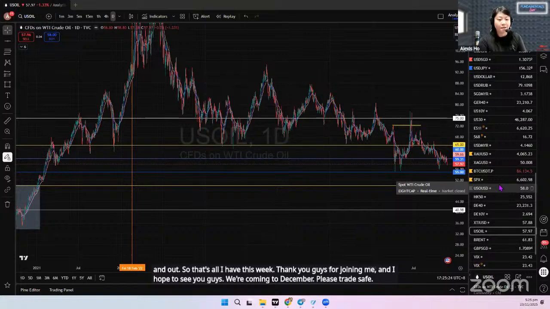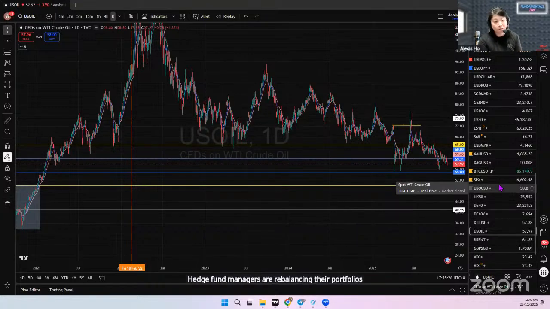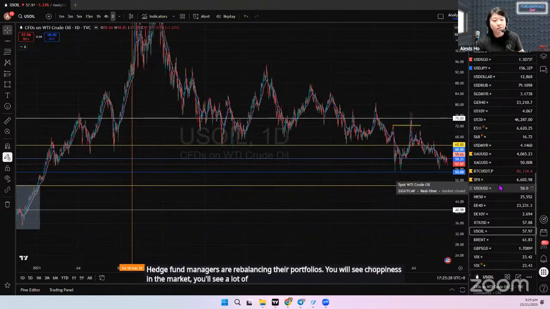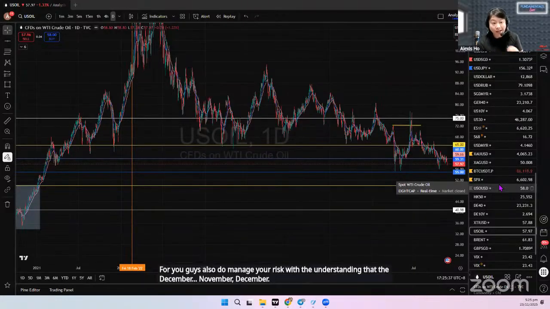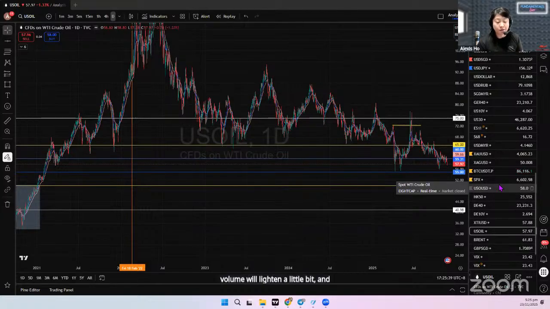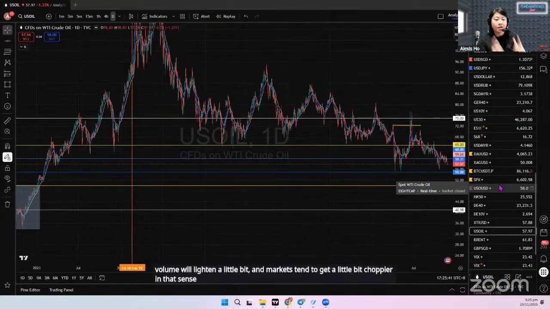Hedge fund managers are rebalancing their portfolios. You will see choppiness in the market. You see a lot of pullbacks in the market because everybody is closing their books for the year, right? So for you guys also, do manage your risks with the understanding that the November, December volume will lighten a little bit and markets tend to get a little bit choppier in that sense. So trade safe and keep those risk management tight.